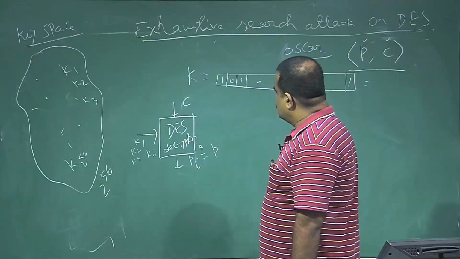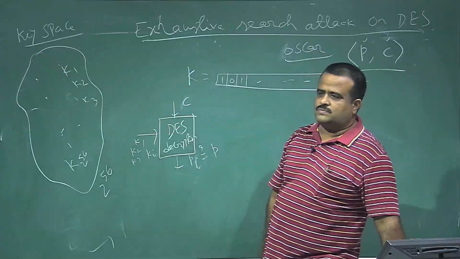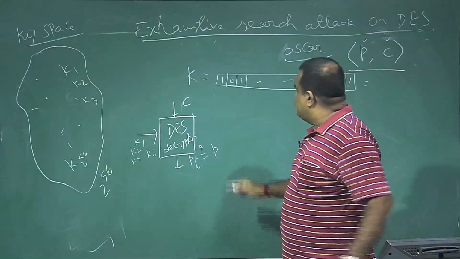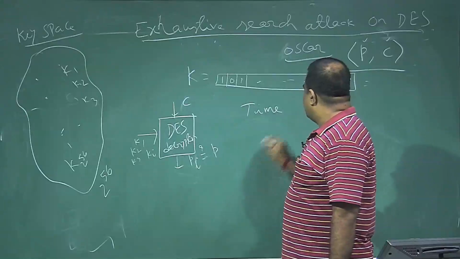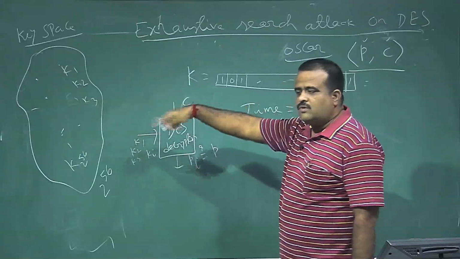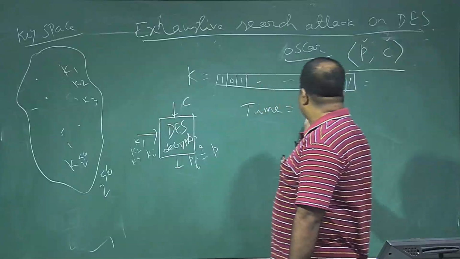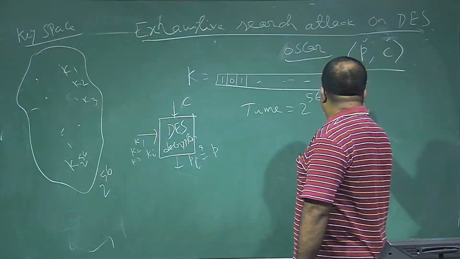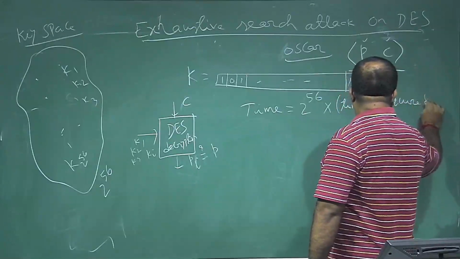So, this is the exhaustive search attack on DES. It will search all possible keys in the key space. Then what is the time complexity for this? In the worst case, we get the key at the end. So time is basically 2 to the power 56, the size of the key space, times the time required for DES encryption or decryption.